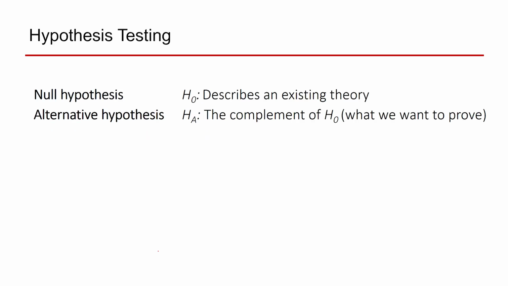All right, so in hypothesis testing, the null hypothesis describes an existing theory. I always like to say it's what we have no choice but to believe until we find evidence otherwise. And the alternative hypothesis is the complement of H naught. It's what we want to prove. It's the research hypothesis. It's the thing that we're trying to find evidence of.